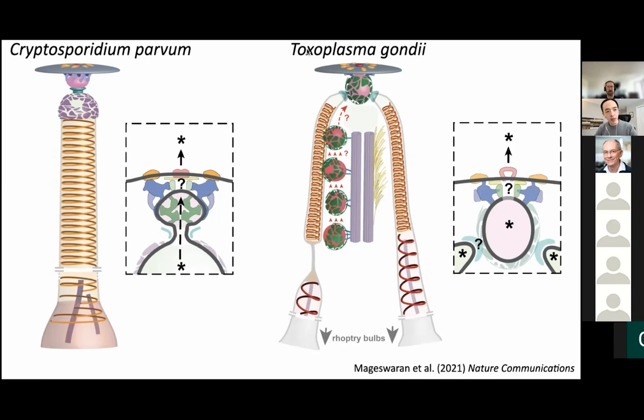Yeah, it's still an open question, but based on our current tomograms, we could not find other RSAs on the apical end.